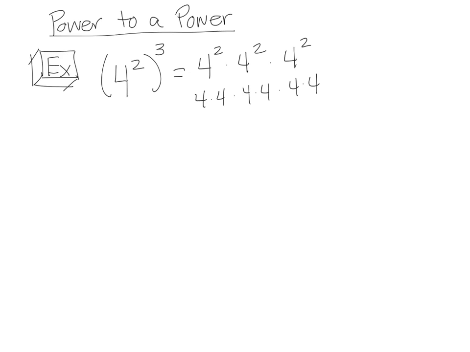Altogether, you have 6. So instead of writing all of that out, you just say this: 4 to the power of 2 times 3. And that's 4 to the 6th. So you see the expanded form and you see the exponential form. Just multiply. Just put 2 times 3. Okay, let's try another one.